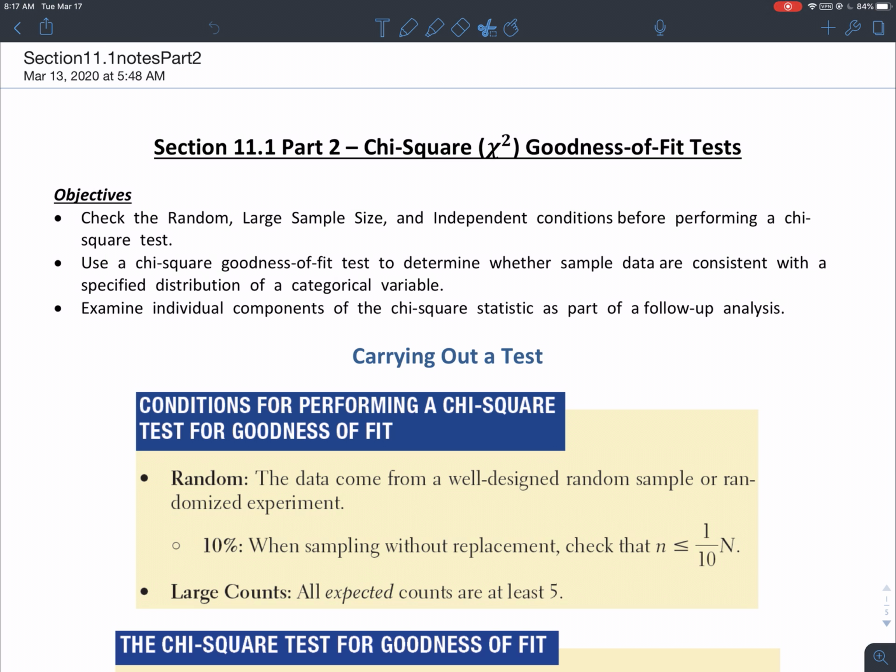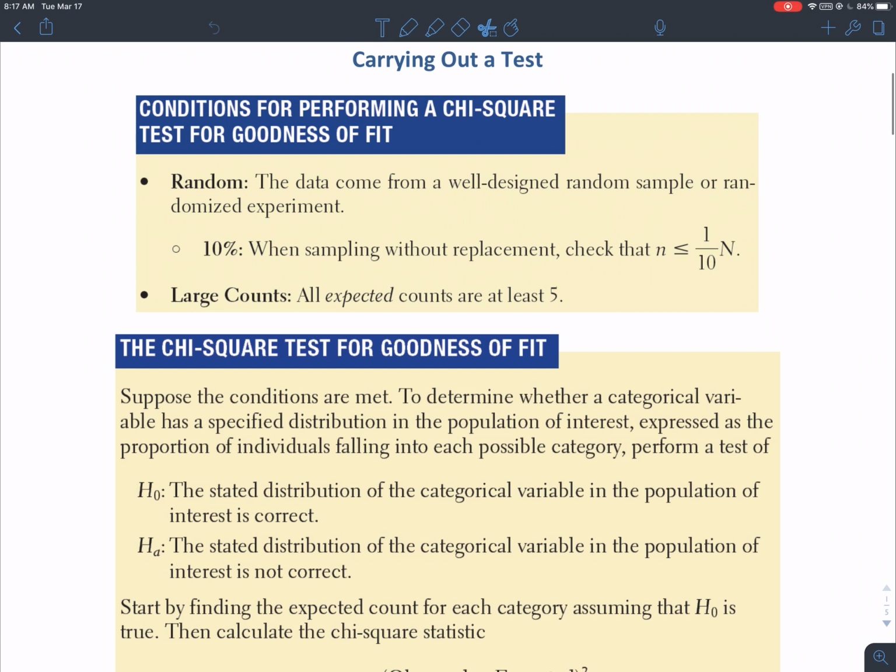That's about it. Okay? So carrying out a test, of course, you know this, before you build the confidence interval, before you do a hypothesis test, you check for conditions. If the conditions are met, then you can do it. In other words, be a responsible user of statistics, not a foolish one, like many people are. So here conditions are random. The data come from a well-designed random sample or randomized experiment. Check 10% condition when sampling. So if you are taking a sample, then check the 10% condition and large counts condition.